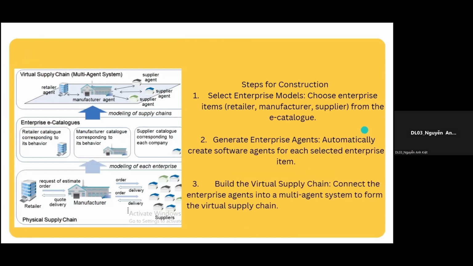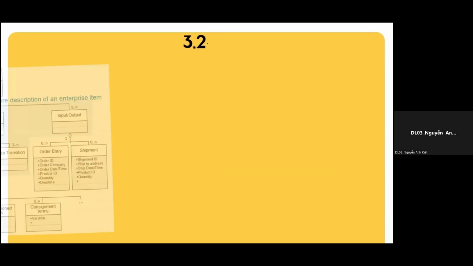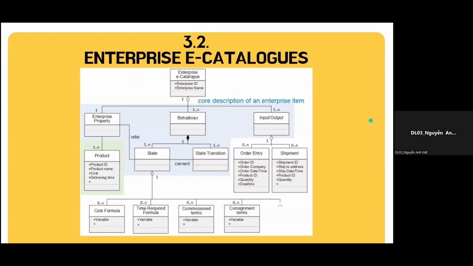For the steps of construction, the first one is to select enterprise models, meaning choosing enterprise items like retailer, manufacturer, supplier, from the e-catalog. Next, we generate enterprise agents, automatically creating software agents for each selected enterprise item. And finally, we build the virtual supply chain, meaning connecting the enterprise agents into a multi-agent system to form the virtual supply chain. So next we are going to enterprise e-catalogs. Next, please.